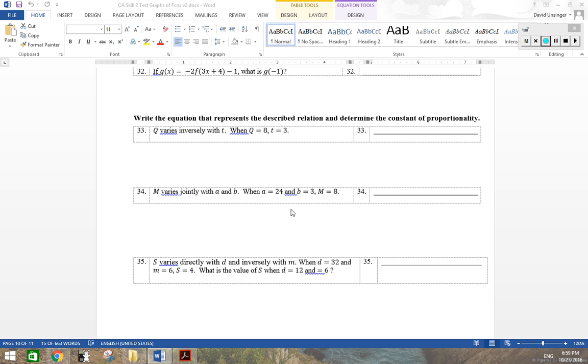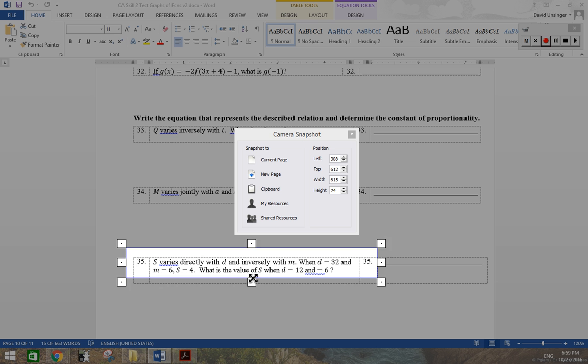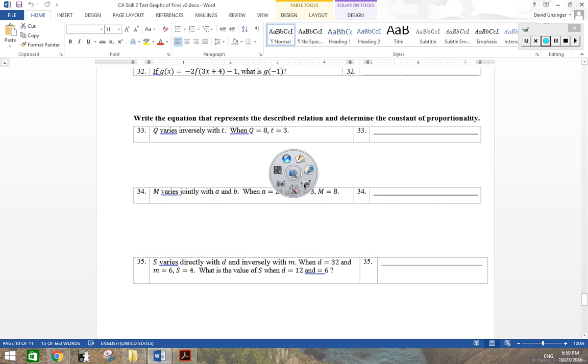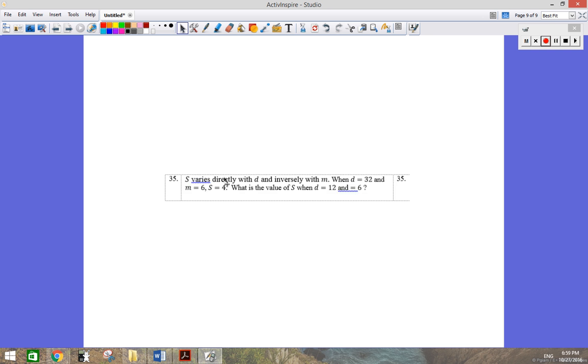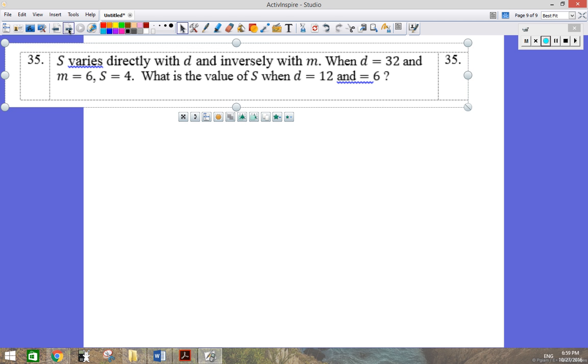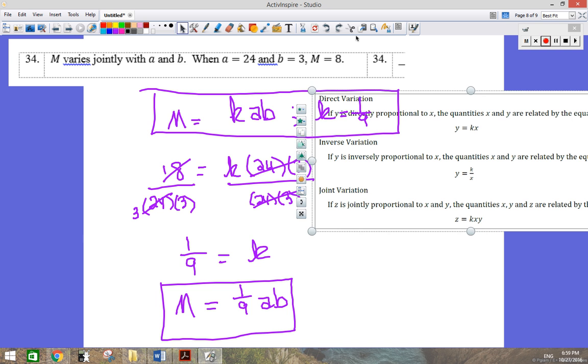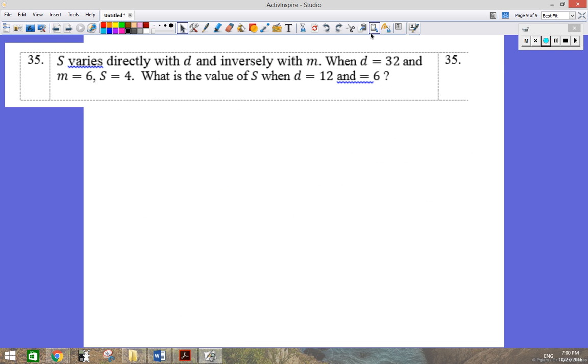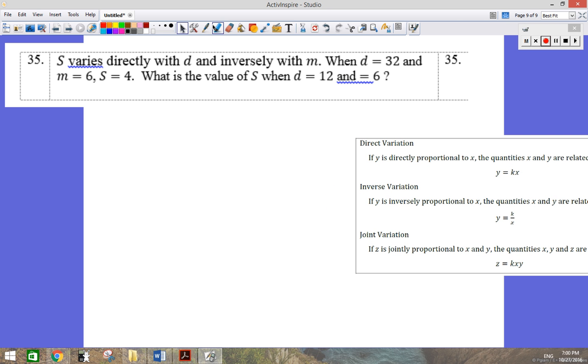Maybe the next three. So S varies directly. So from my key words, I know that directly is multiplication. So I've got this S, I have a K that's always in the numerator, and I have directly with D, so K times D. But then when I see inversely, if it's inversely with respect to X, the X is in the denominator. Well, here it's inverse with respect to M, so M is in the denominator.